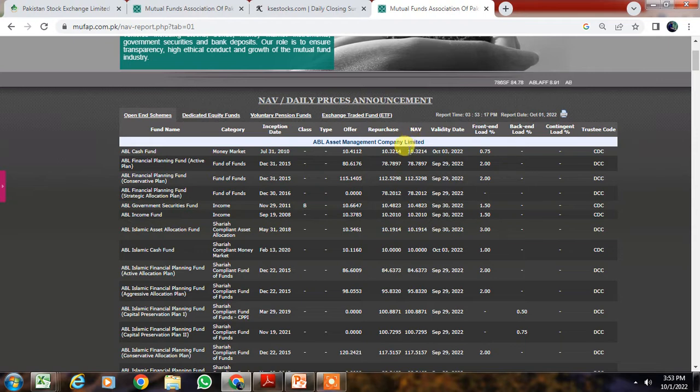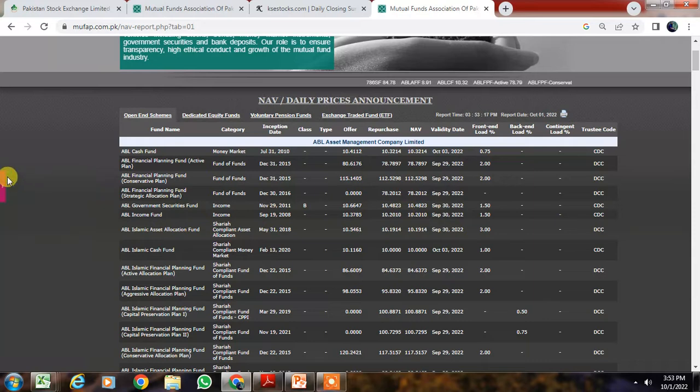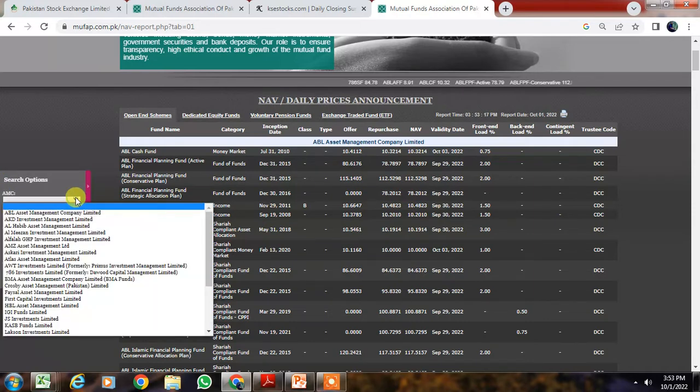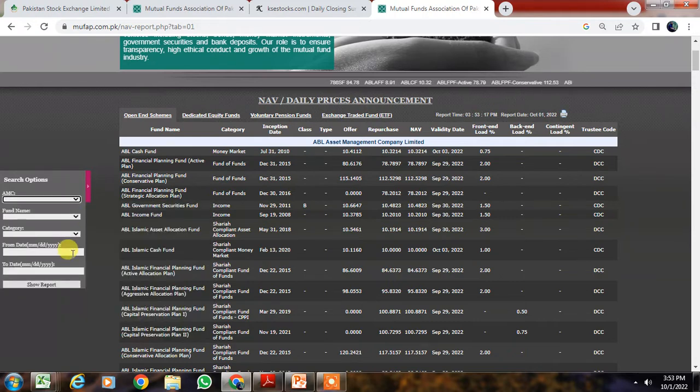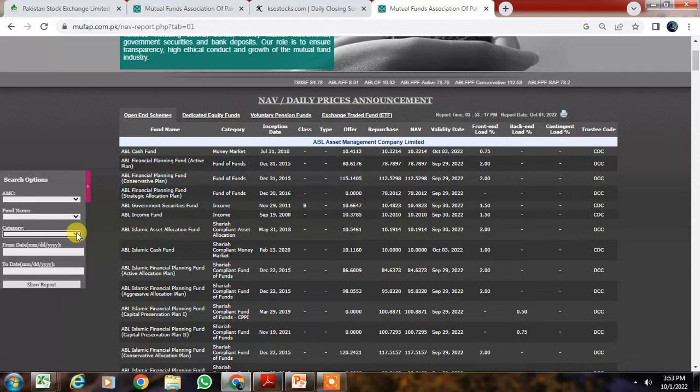This is the per unit price of the ABL Cash Fund. Similarly, you can see the ABL Income Fund. If you are interested to purchase a unit of the ABL Income Fund on this particular date, its net asset value is 10.20. So, my dear, from this pink ribbon you can select the mutual fund of your interest. You can select the time period, and you can select the category. I will explain the category later on. Then you can click on show report, and it will show you the net asset value of your mutual fund of interest.